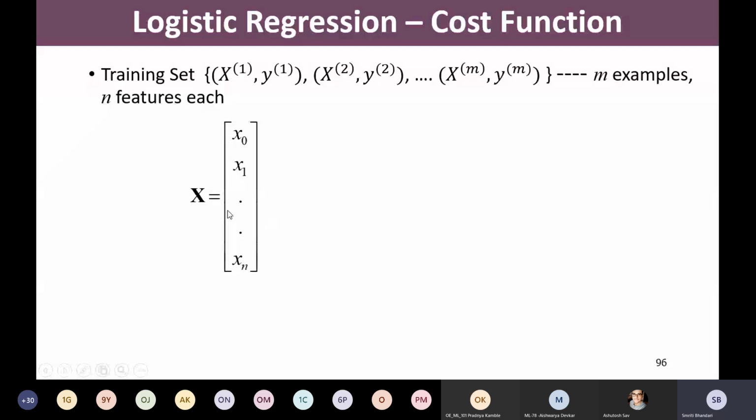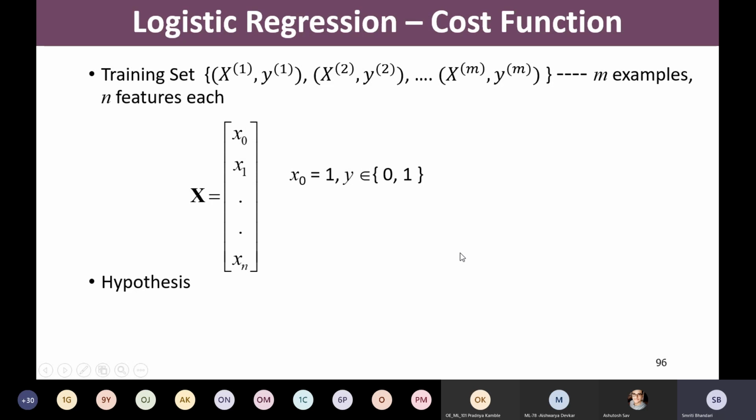So our feature vector can be described like this. It is a column vector. The n features are denoted here as x1, x2 up to xn, and we have added x0 as one more feature. This x0 is always 1. And our class is a label. So class y belongs to either 0 or 1. That is a class label, so it is a discrete value.